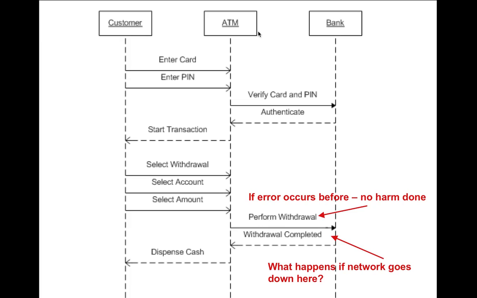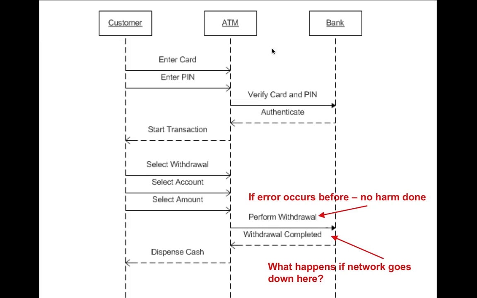It's that if you get money that you're not supposed to get is what the issue is. So they're going to make sure that the funds are deducted from your account and everything worked correctly before you actually get the money, which is an order of the transaction. I mean, it's an order of the processing of the transaction.